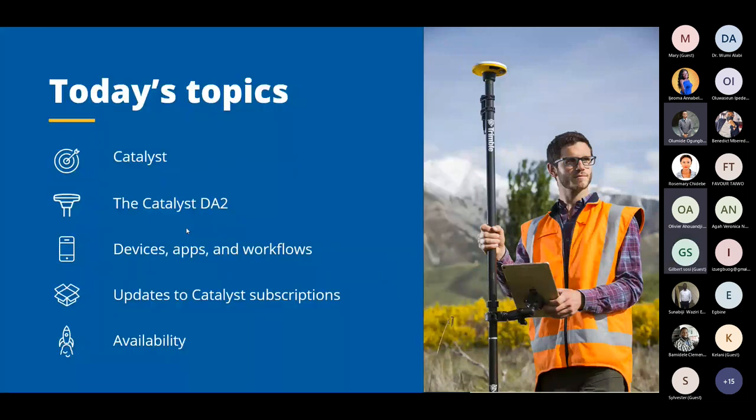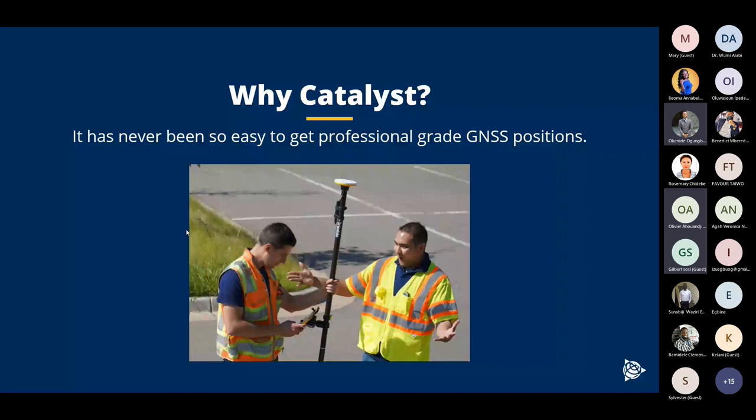This is how the Catalyst looks, and it provides you with professional grade GNSS position. Whether you are collecting GIS grade data or survey data, you can use it in that kind of workflow, or in between, depending on the accuracy needs that you require for your work.